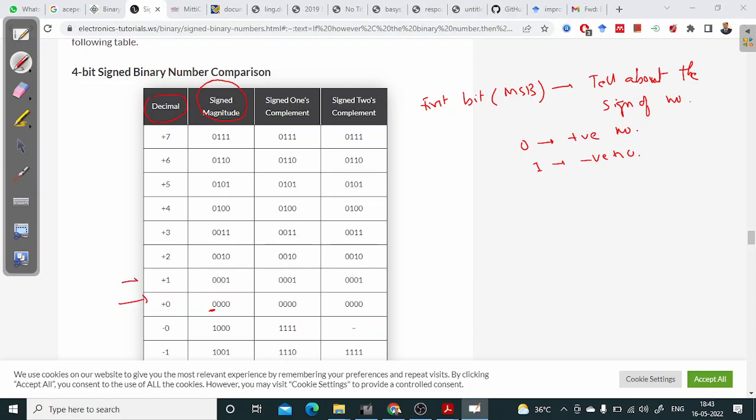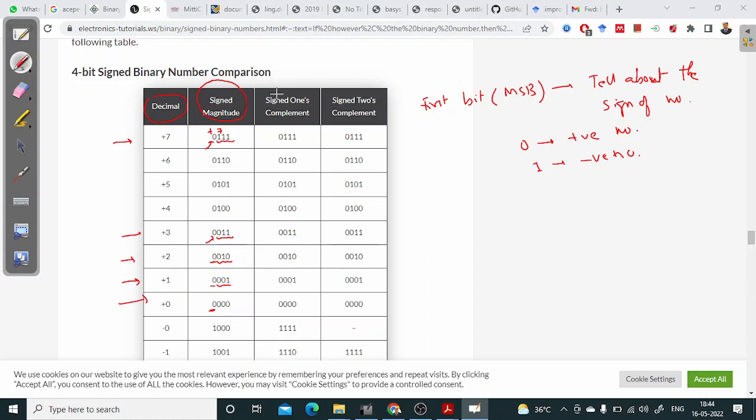Now look at here, plus 1. The first bit is 0, which means it is a positive number, and what is its magnitude? The magnitude is given by the next 3 bits, that is 0 0 1, which is equal to 1. Plus 2: 0 means positive, and the value 2 is 0 1 0. Plus 3, the value is 0 1 1, which is equal to 3, and this is a positive number because the first bit is 0. Similarly, plus 7: 7 is 1 1 1, and the first bit is 0, so it is plus 7. So this 0 signifies plus, and these three ones mean it's a 7.